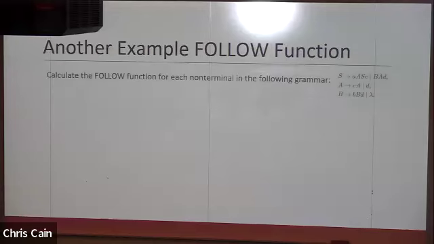All right, here's another grammar. It's the bad grammar. Same grammar, but now let's calculate follow of every non-terminal: follow of S, A, and B. It's especially challenging because of that lambda.